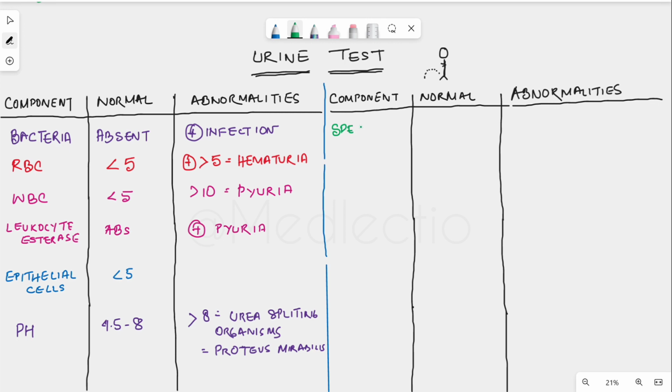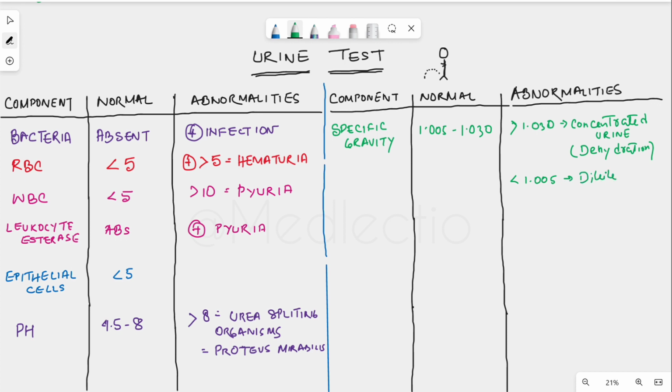Then the next one, specific gravity. Specific gravity is normally 1.005 to 1.030. If specific gravity increases more than 1.030, it means the urine is concentrated. In which condition can urine be concentrated? Dehydration. And if it is less than 1.005, we call the urine diluted. In what condition can urine be diluted? If you are drinking too much water, or there is some problem where you get thirsty too much, like diabetes insipidus, polydipsia.